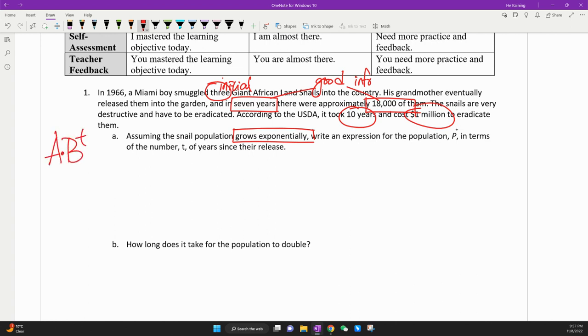Very simple A B^t. It says write an expression in the form P, so that means we'll have P equal to A B^t, something like this, in terms of the time number t in years. So label this as having to be in years. Unit is very important, just don't forget that. So let's use whatever we have. We have one scenario, we have one initial, and we don't know the rate yet.